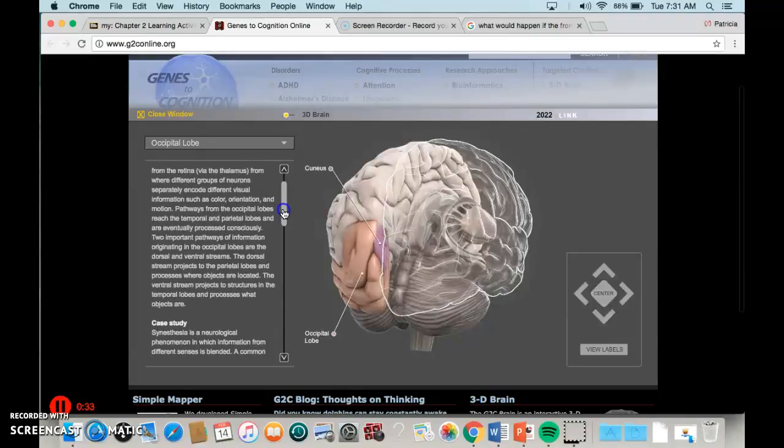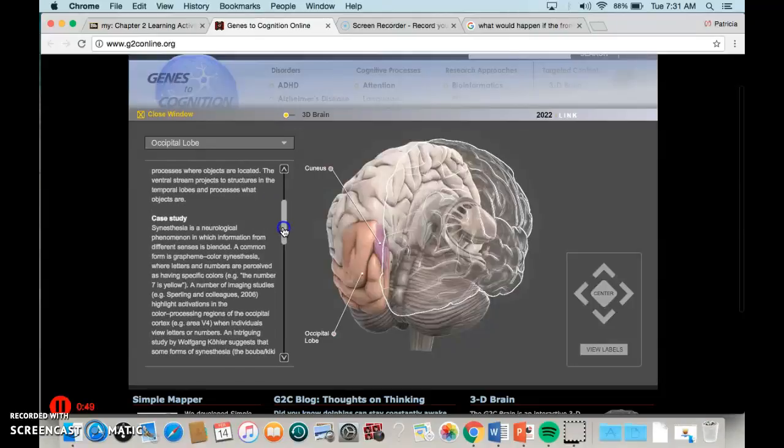Two important pathways of information originating in the occipital lobes are the dorsal and ventral streams. The dorsal stream projects to the parietal lobes and processes where objects are located, while the ventral stream projects to structures in the temporal lobe and processes what objects are.